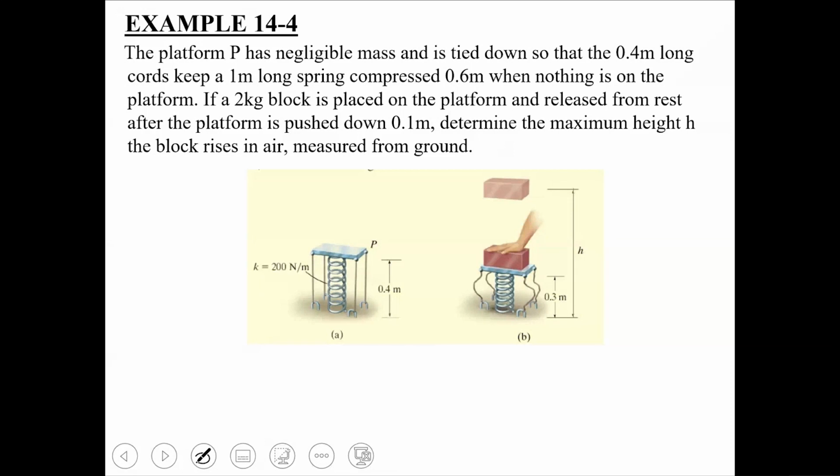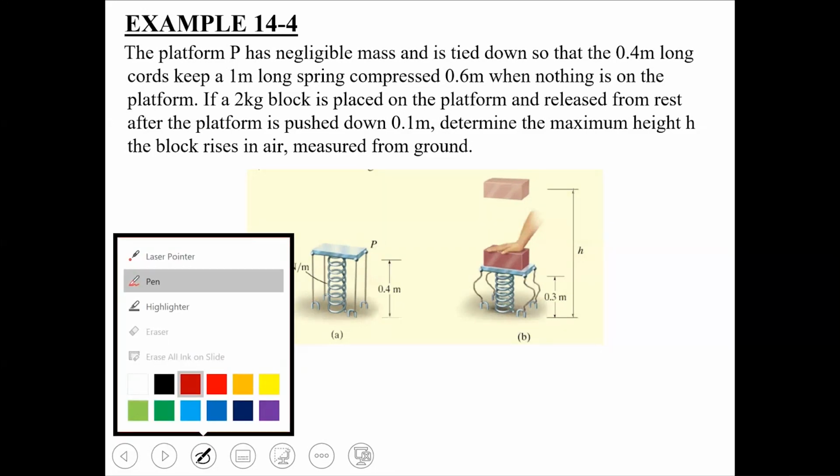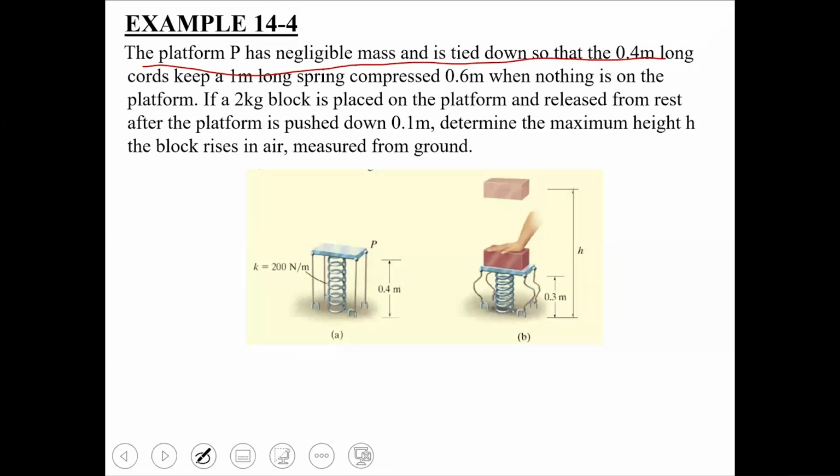The platform P has negligible mass and is tied down so that the 0.4 meters long cords keep a 1 meter long spring compressed 0.6 meter when nothing is on the platform. इस जुमले को 2-3 दफा पढ़ें तब आपको ये जुमला समझ आएगा, और अगर ये जुमला आपको समझ आ गया तो फिर इस प्रॉब्लम को सॉल्व करना बड़ा आसान हो जाएगा.